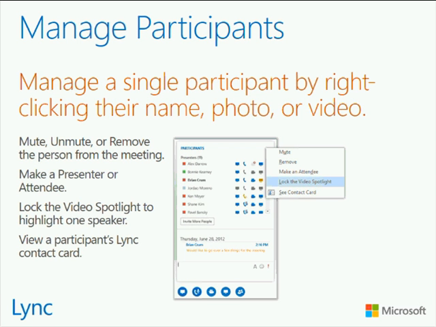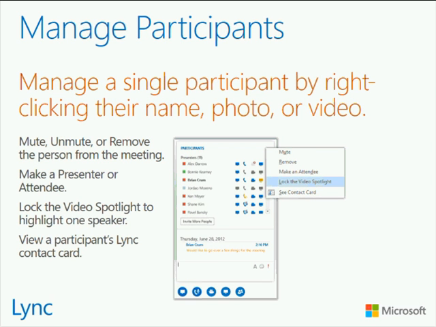Now, if you want to take action with just one attendee, something that affects only one person, you will right-click over their name. We already talked about locking the video spotlight to someone, but notice that you can also mute an individual if someone happens to not be aware that they are unmuted and they're having a side conversation. You can mute them so they're not disrupting the meeting. You could remove them from the meeting if you needed to, although I think that's less common.